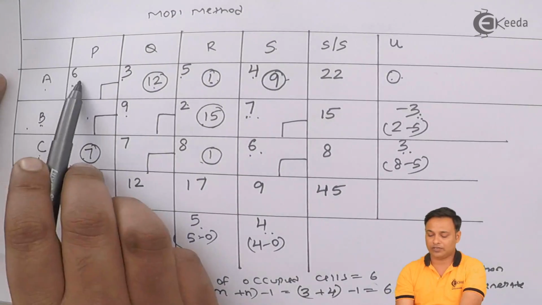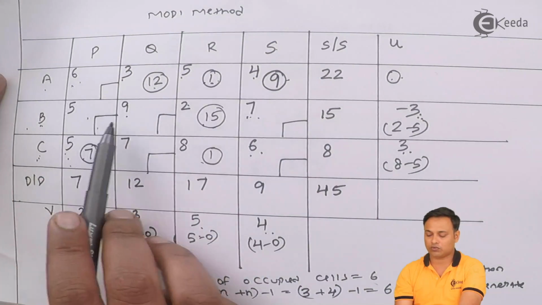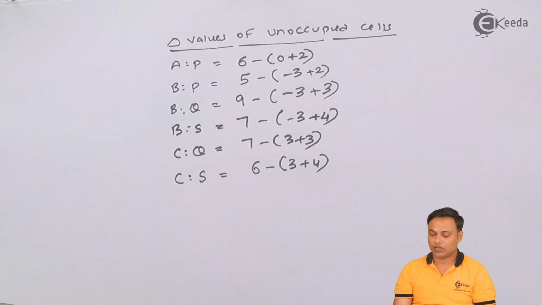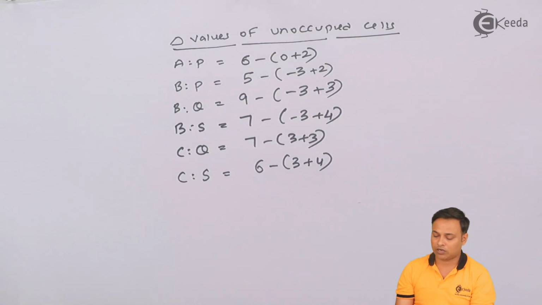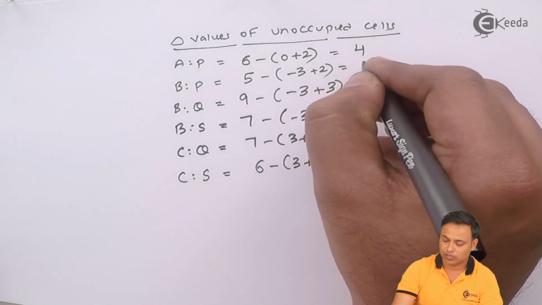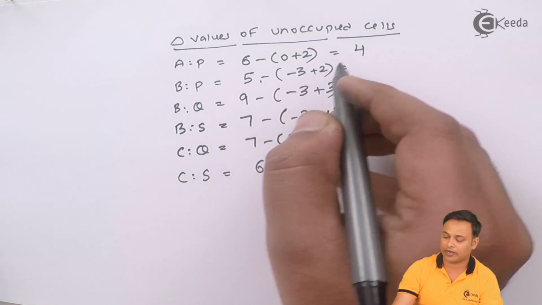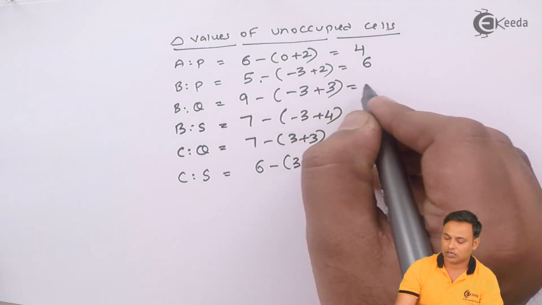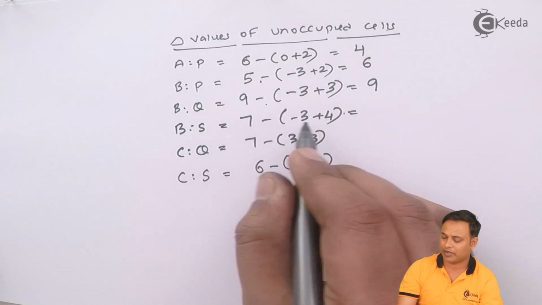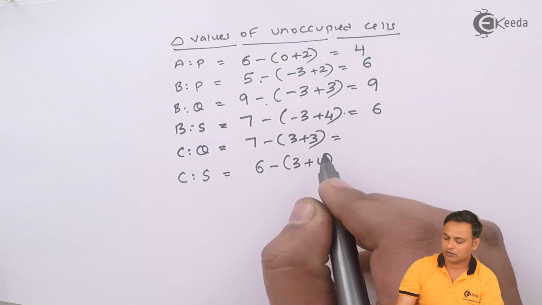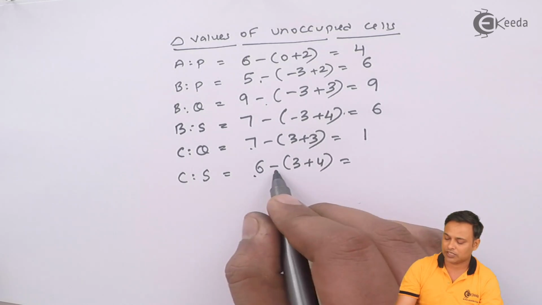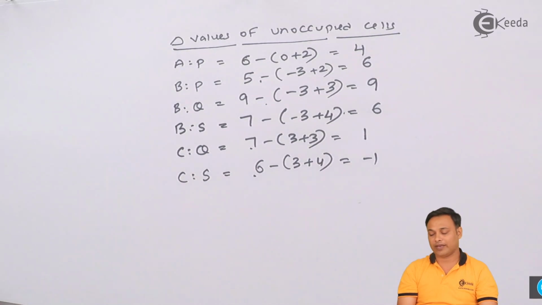So we have got 1, 2, 3, 4, 5, 6 unoccupied cells. We have got the delta values for all the unoccupied cells. First value will be 6 minus 2, 4. Second will be 5 minus minus 1, 6. Third will be 9 minus 0, 9. Fourth will be 7 minus 1, 6. Fifth will be 7 minus 6, 1. And last will be 6 minus 7, minus 1.